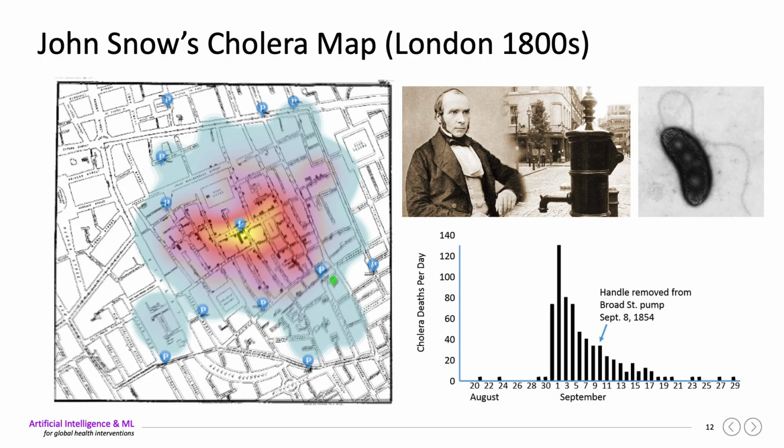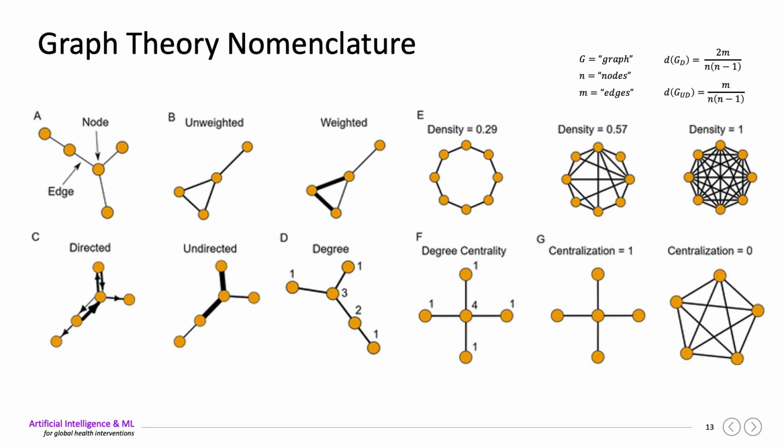By mapping cases spatially and reasoning about the network of water sources, Snow traced the outbreak to a single contaminated pump. Conceptually, he was doing graph reasoning, connecting cases to shared sources. Long before we had the formal machinery, and it is a reminder that relational thinking has always been at the heart of public health. Now let's build the vocabulary we need to work with graphs formally.